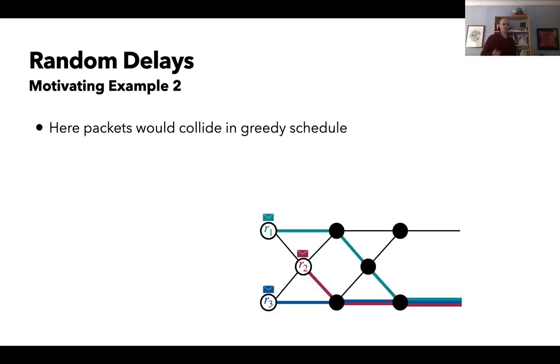So let me make this random ideas delay a little bit more concrete with another motivating example. So here's an example where if we just ran this greedy schedule where we started just forwarding messages whenever we can, we would have 2 messages collide at a node, and in particular, in the next round, they both want to cross the same edge.